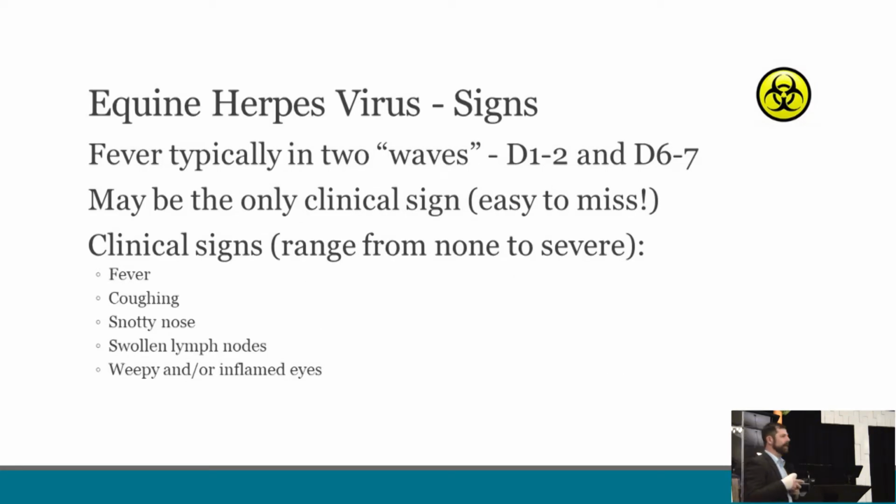As far as clinical signs go, this one can be a hard one to catch sometimes. Typically you get a fever that will come in two waves. A horse might have a fever at day 1 or 2 after they're first infected, and then again at day 6 and 7. Sometimes that's the only clinical sign that they will have, so it's very easy to miss, and in fact, probably most of the time we do miss that. In other cases, clinical signs can range from basically none to quite severe, and they can include typical things that we would see with a respiratory infection: fever, coughing, a snotty nose, swollen lymph nodes, and weepy or inflamed eyes.